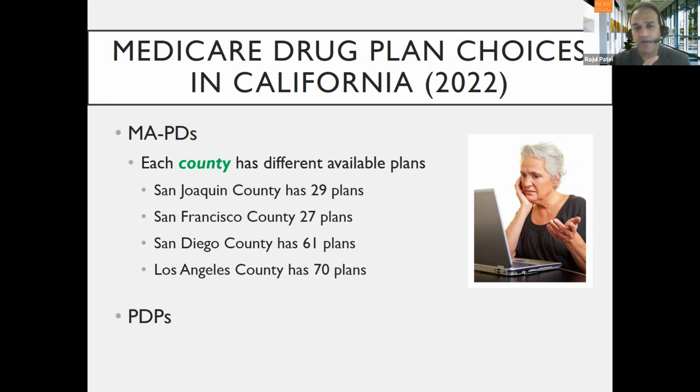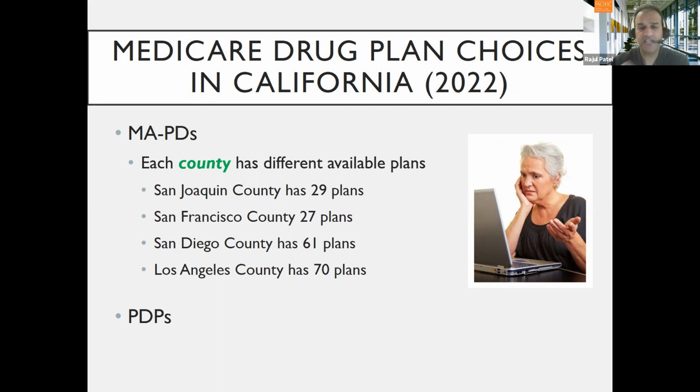In San Joaquin County, we will have 29 different Medicare Advantage plans from which to choose in the year 2022. You can see San Francisco has fewer plans because it's more densely populated. If you live anywhere in LA County, Medicare beneficiaries have 70 different Medicare Advantage plans from which to choose.